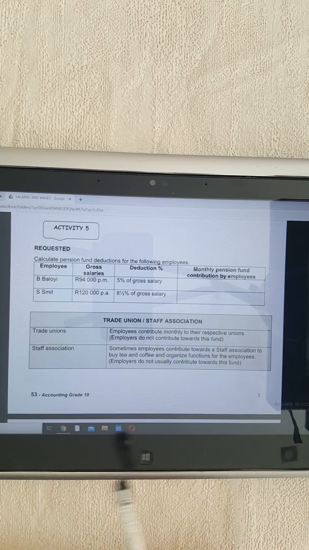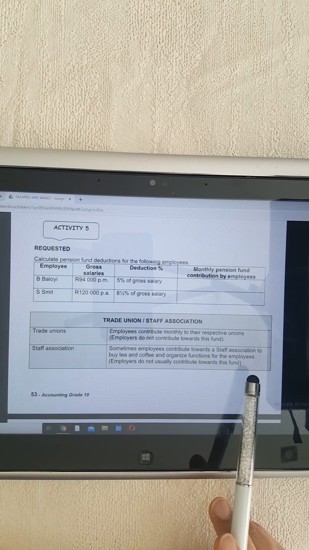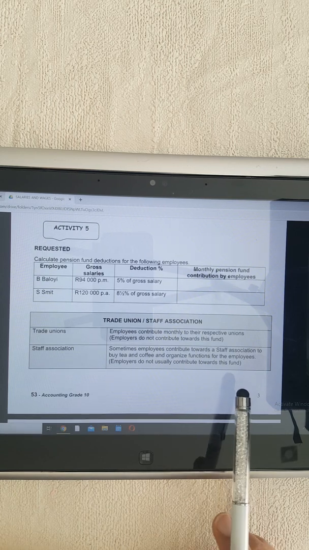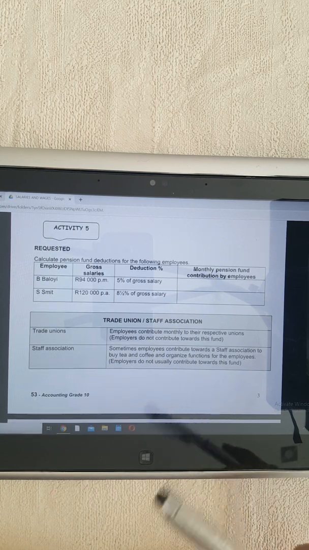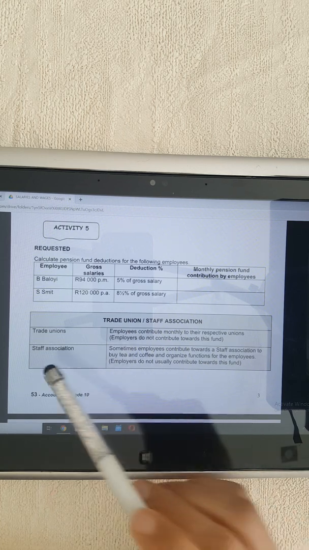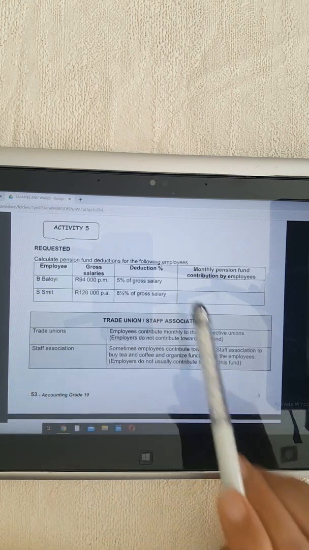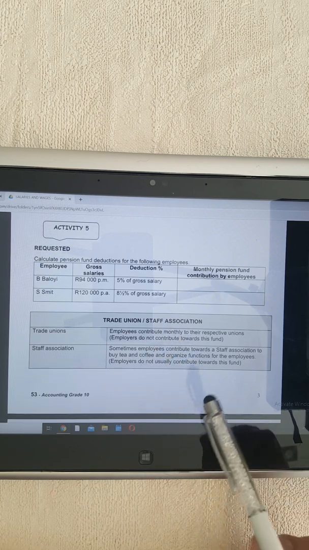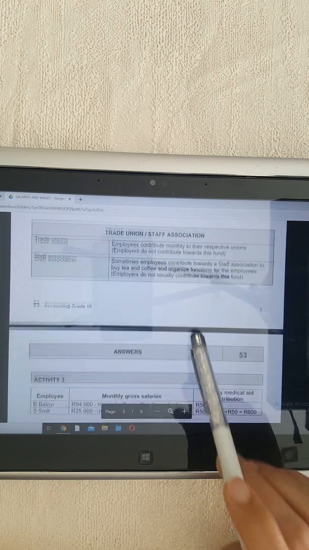Staff association means sometimes employees contribute to buy tea and coffee and organize functions for employees, and the employers do not contribute. So then they tell you every month pay 50 Rand and then once a month we're going to have a party and something like that. So that's a staff association contribution. It'll come off your gross salary. These are all voluntary and it's according to the company that you work for, right?